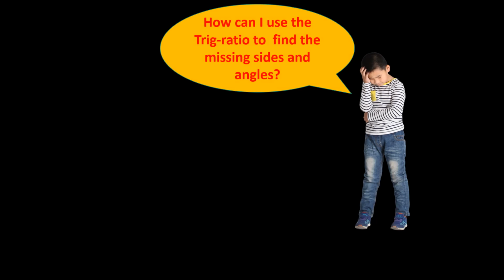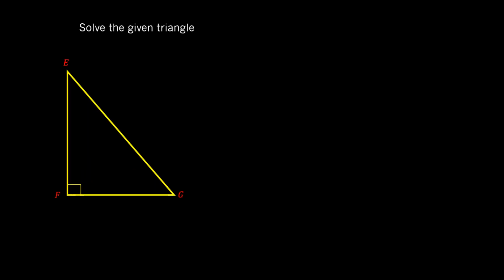But the question now is, how can I use them to find the missing sides and angles in a right-angled triangle? Look at this example. The example is: solve the given triangle. The triangle is EFG, which has a right angle at F. The side EF is 6 centimeters, and the measure of angle E is 60 degrees. Now, I will use this information to solve this triangle, meaning that I will find side FG, side EG, and the measure of angle G.